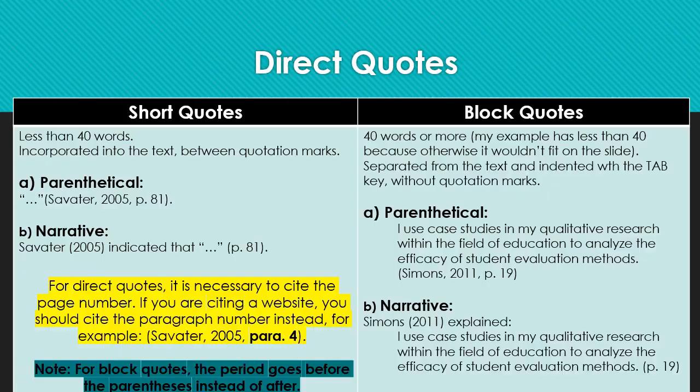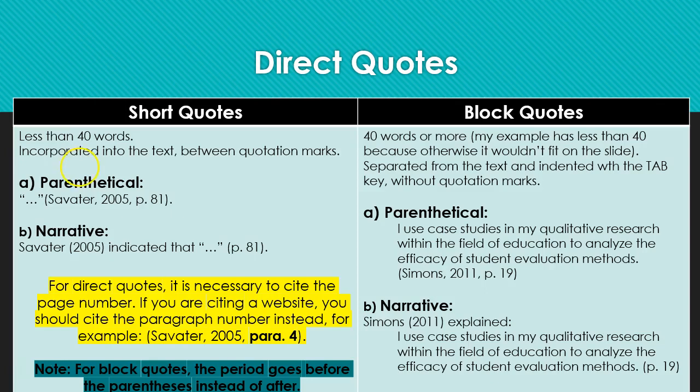There are 8 different types of citation, and these are the first 2. These are both direct quotes. That means I'm copying exactly what the author said. If I take more than 3 words in a row from a source, it's necessary to put them in quotation marks. So short quotes have less than 40 words, and they're incorporated directly into the text of my essay between quotation marks. At the end of the quote, in parentheses, if it's a parenthetical citation, goes the author's last name, the year, and the page number.